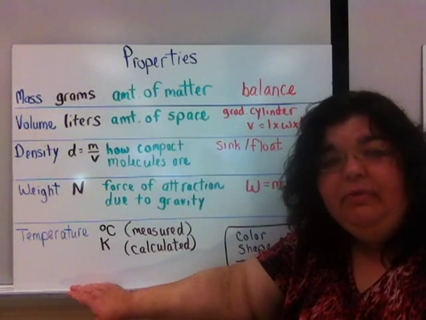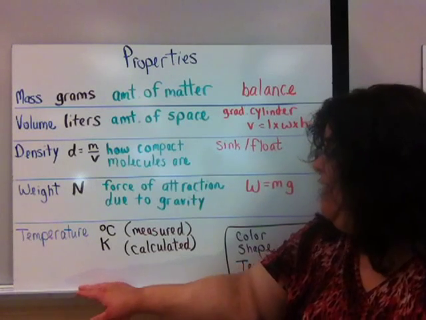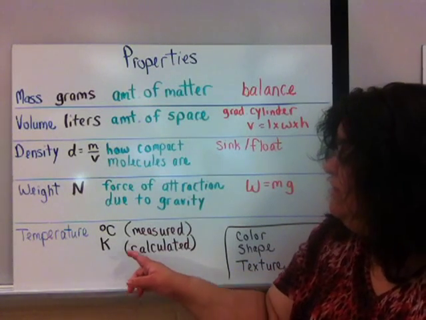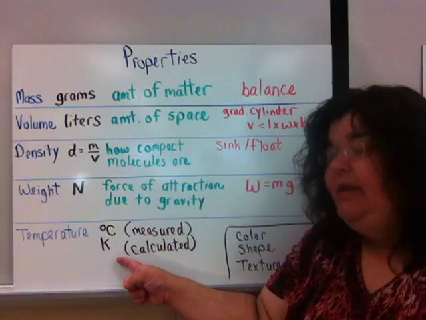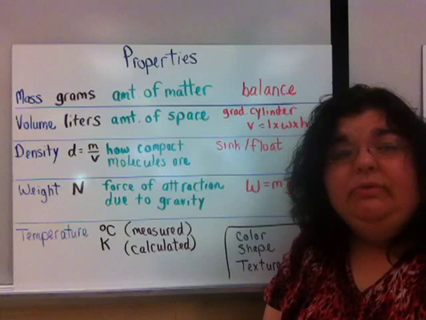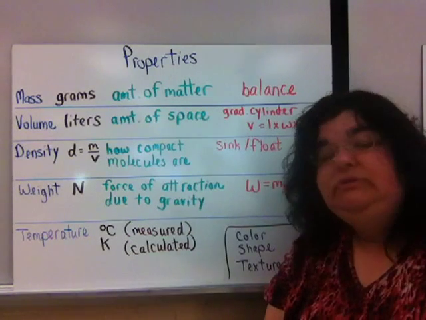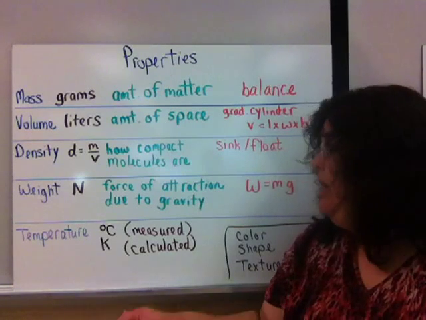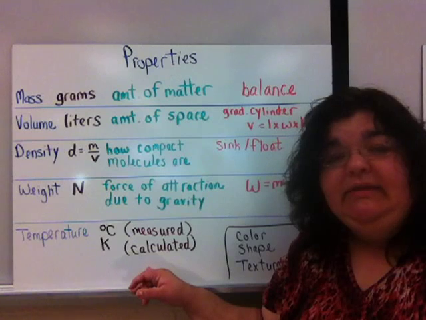Temperature is our fifth property that all matter has in common, and we will either talk about temperature in terms of Celsius or Kelvin. Now, Celsius is what we're going to use when we measure the temperature, but if we're doing calculations with temperature, we're going to use kelvins because we don't want zeros or negatives in our numbers.